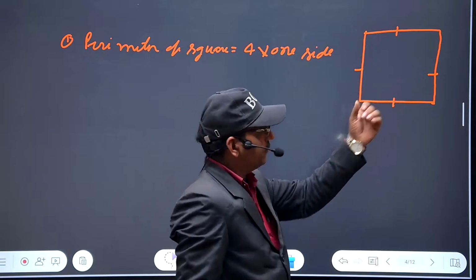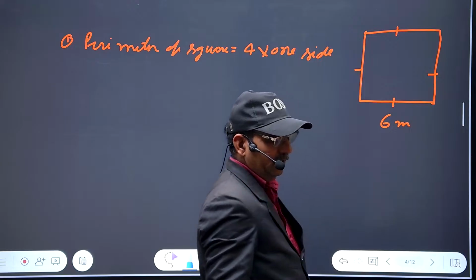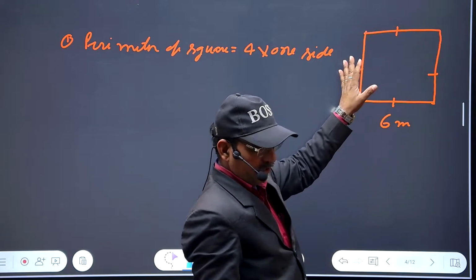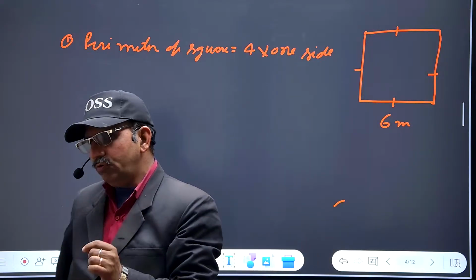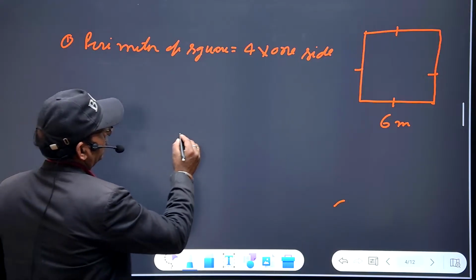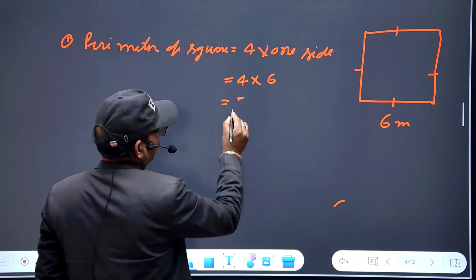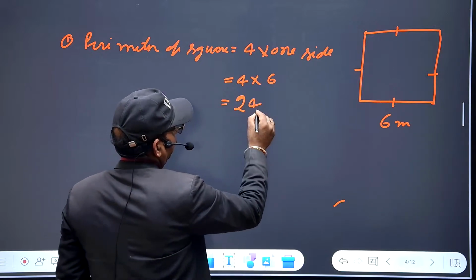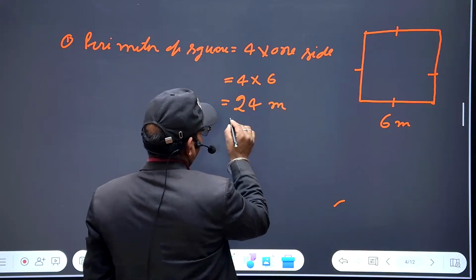Suppose this is the square and here the length is 6 meter. Means this four sides will be 6 meter, 6 meter, 6 meter and 6 meter. If you add 6 four times, you will take too much time. Due to this, you will apply the formula and you can save your time. So you will put up here the value 4 into 6. 4 into 6 is equal to 24. What is the unit? Meter. So you will write meter.